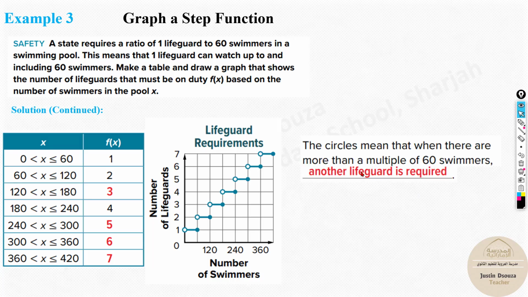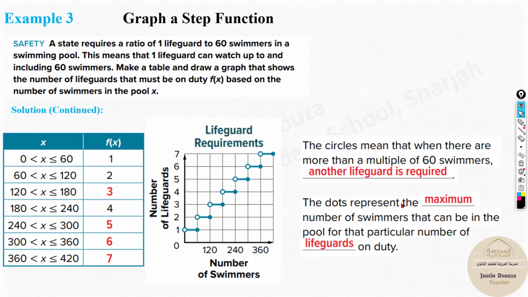Now then, the circle means when there is more than 60 or a multiple of 60, another lifeguard is required. See, as you come to the circle, when you exceed this number, you need one extra lifeguard. So here you can understand in real world problems, when it's dealing with people, you can't have 1.5. You should have an integer, right? So that's why the step function is very important here. So the dot represents the maximum, okay? And then it goes on to the next level.